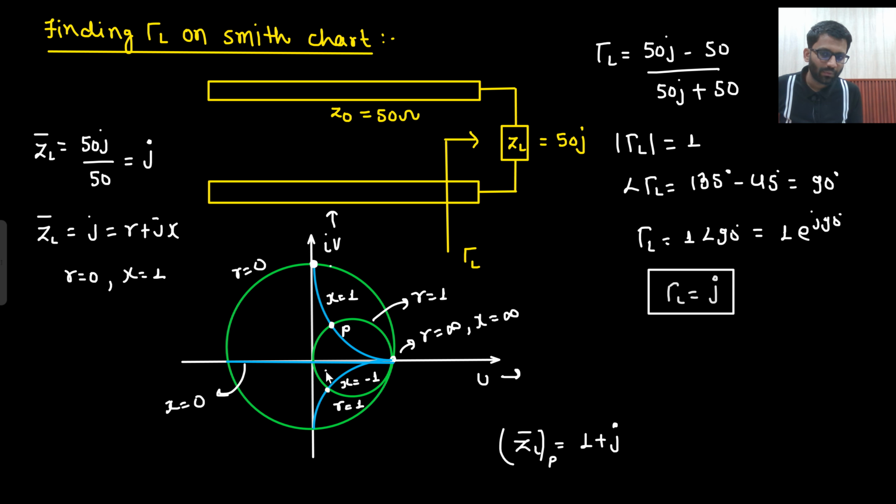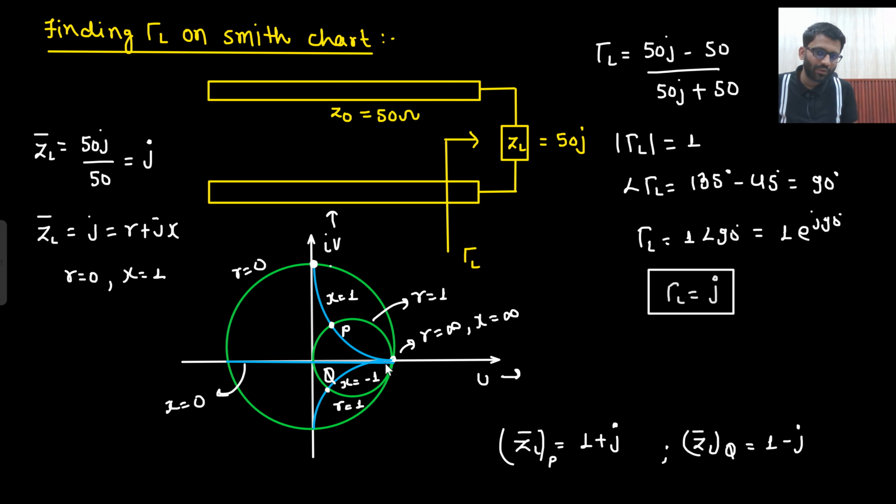At point Q, what will be the value of ZL dash? That would be -1 and R equals to 1 circle. This is your R equals to 1 circle and X is equals to -1. So at point Q, the value of normalized load impedance ZL dash is 1 minus J.